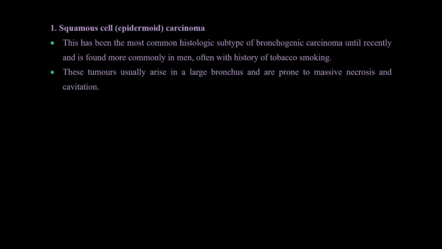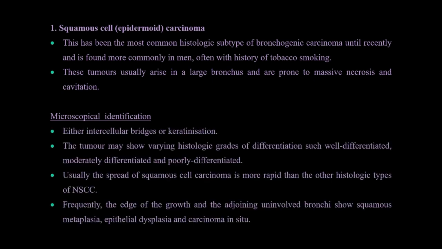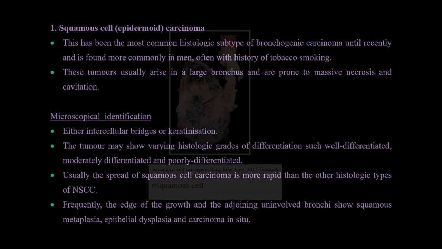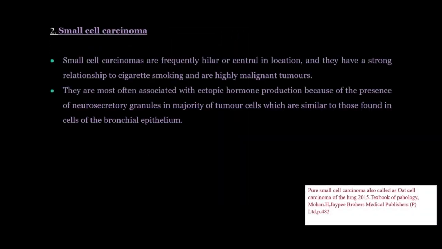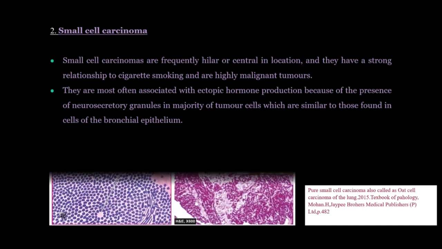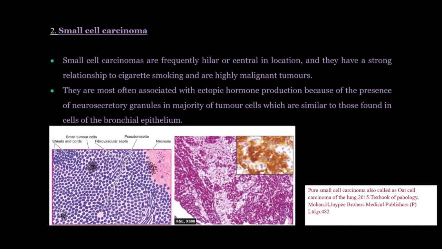Squamous cell carcinoma is the most common histologic subtype of bronchogenic carcinoma, found more commonly in men, often with a history of tobacco smoking. These tumors usually arise in a large bronchus and are prone to massive necrosis and cavitation. They are microscopically identified by either intercellular bridges or keratinization, varying histologic grades of differentiation, and a more rapid spread compared to the other types. Small cell carcinomas are highly malignant tumors that frequently occur in the hinder or central region of the lungs, and they have a strong relationship to cigarette smoking.